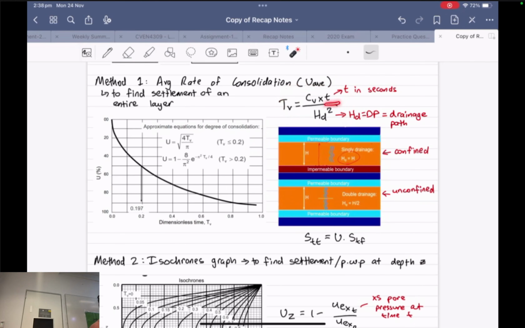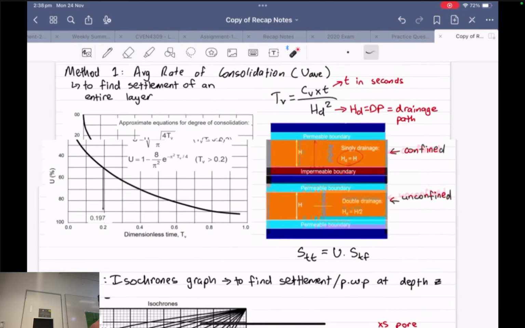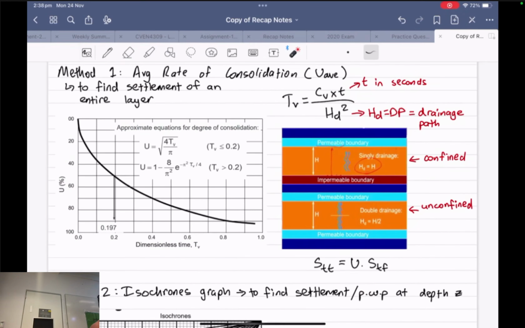Just keep in mind the T here is in seconds, and HD means the drainage path. Drainage path, what that means is, depending on how your soil is, if it's confined or unconfined, your drainage path differs. Confined means that one side is impermeable and the other side is permeable. Your drainage path is the longest path the water takes to escape the soil. So if one side is impermeable, the longest path the water can take is from the bottom of the impermeable side out the permeable side. So the drainage path in a single drainage is just equal to the height of the clay layer.